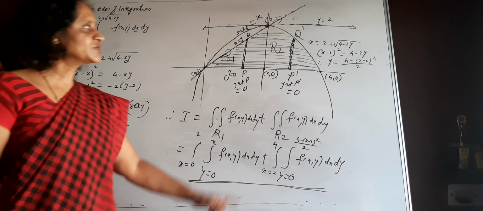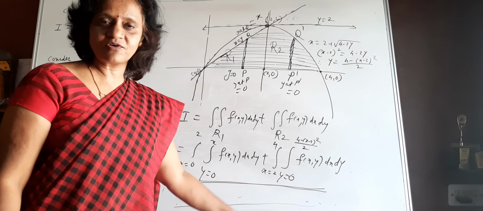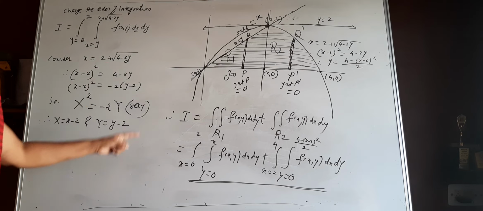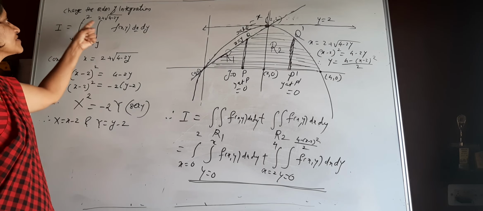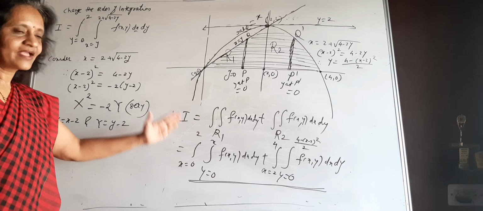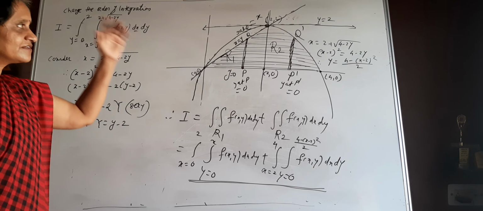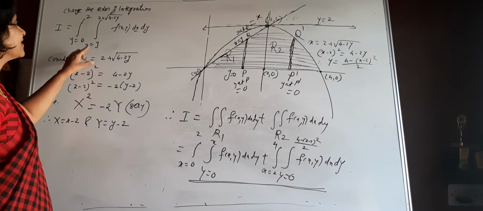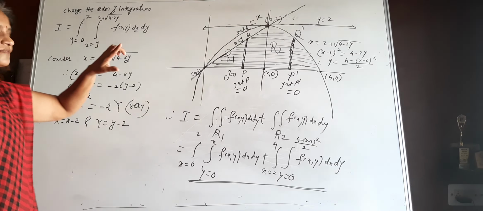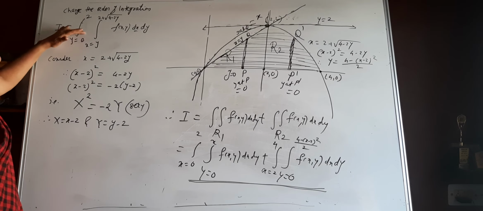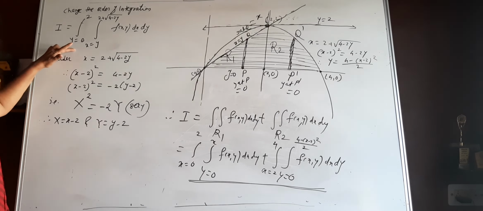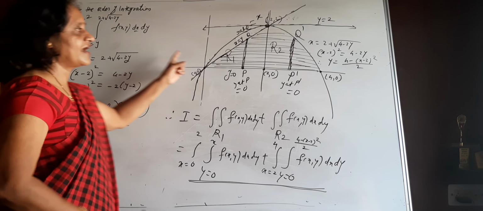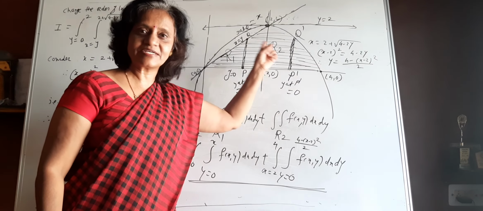So I hope you understood this change of order. Just in 1 minute I will tell you, change of order means whatever curves are given, sketch them, write the equation, find the point of intersection so you will not make any mistake, and then while finding the region keep in mind for y it is above this curve and below this curve. For x it is to the right of this curve and to the left of this curve, and get the region, which is a very important step.